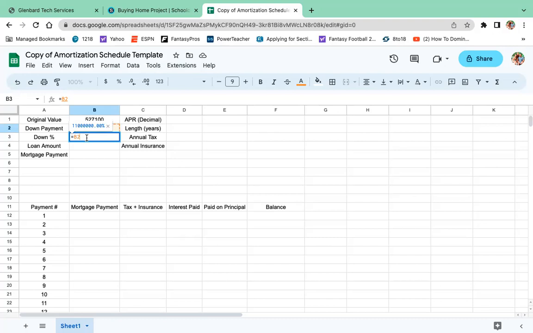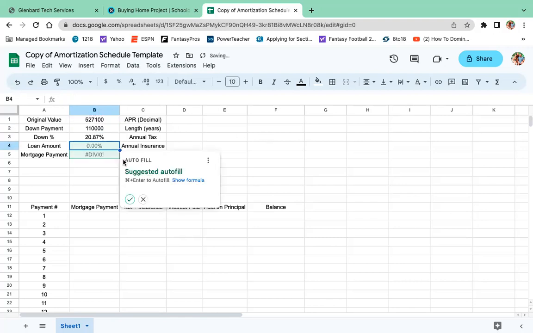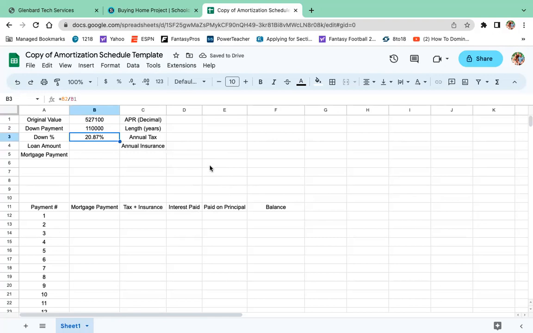Okay. And then we are going to divide that by B1. So division symbol and then B1. You can click it or you can type it in. The cells are named off of the column letter and the row number. So when I say B1, it's column B, row 1. Okay. If I hit that, it's now going to tell me the percentage.